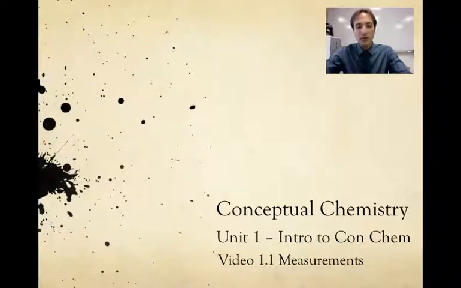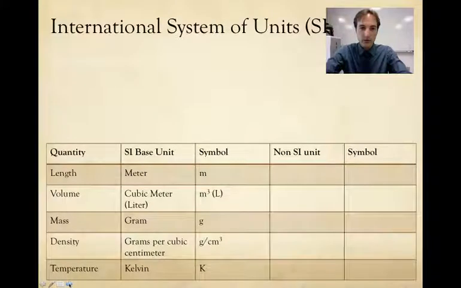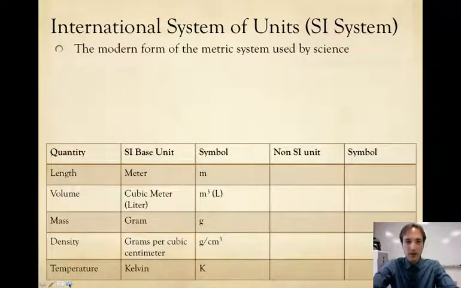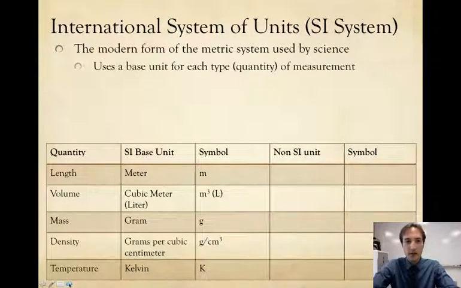All right, so let's go ahead and get started here. Let's see what we've got. So we are talking about the SI system. This is the International System of Units. This is the measurement system that is decided upon by scientists. Basically what they've done is they've gone through and decided for each type of measurement, for each quantity, this is the unit that we are going to use.